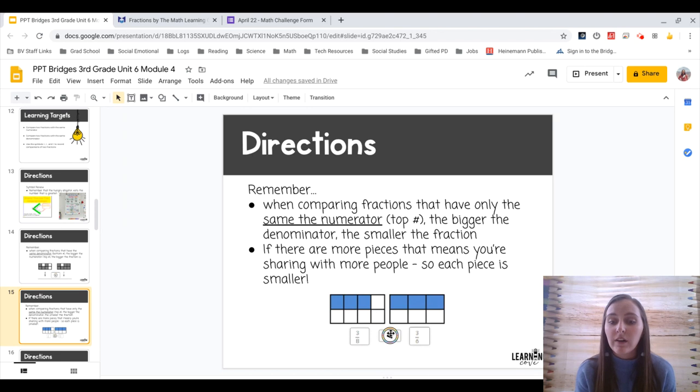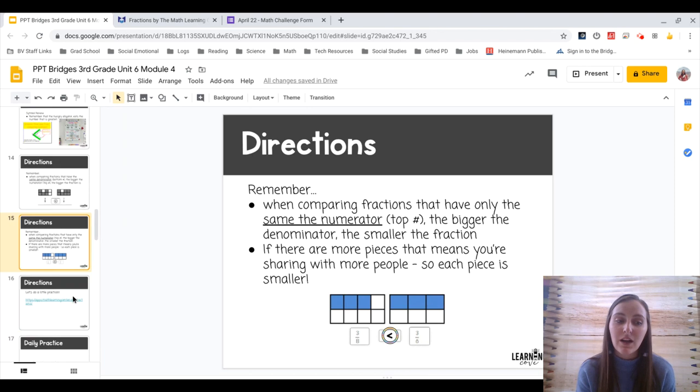So the hungry alligator eats the fraction that's greater. In this case, 3/6 is bigger than 3/8 because my denominator is smaller. I'm splitting with fewer people than I was before.